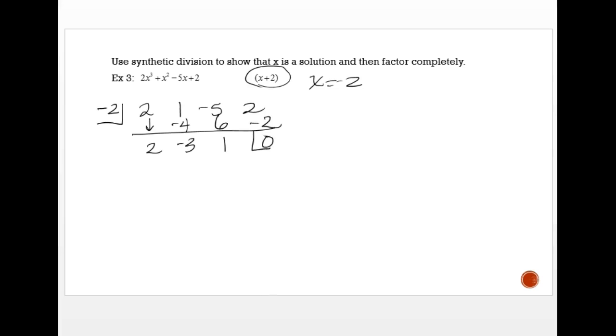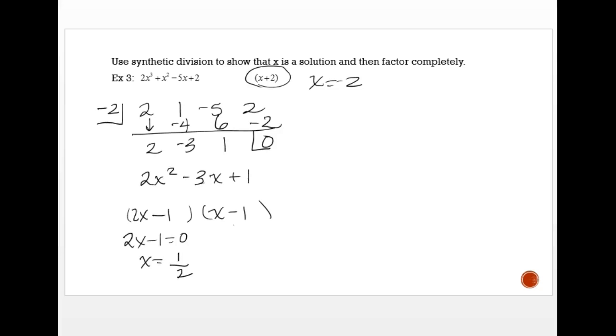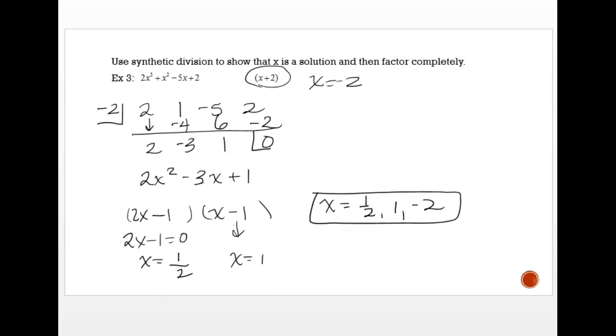Now if I reduce this, this will be 2x squared minus 3x plus 1. That does factor. So 2x minus 1 and then x minus 1. So if I solve that, 2x minus 1 is 0, so x is equal to 1/2. And this solves down to x is equal to 1. So my solutions are 1/2, 1, and negative 2. Okay? Third power means I'm going to have 3 roots. There they are.